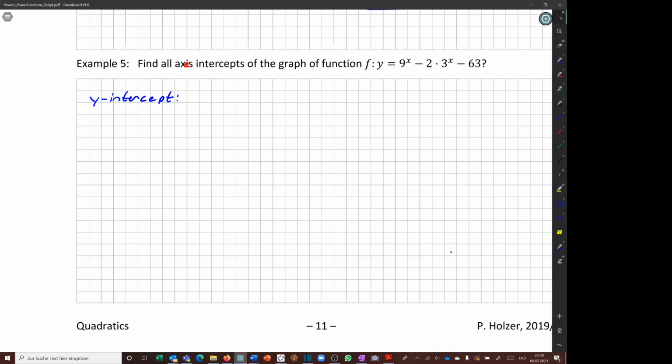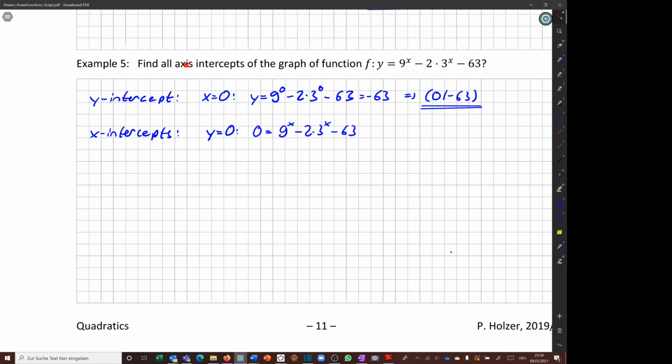So, to find the y-intercept, we know the x is 0, we insert x equals 0 into the function equation here, and we find that y is minus 63, so the y-intercept is 0, minus 63. To find the x-intercepts, we know the y is 0, so we set the y equal to 0 in the function equation, and we get this equation here.